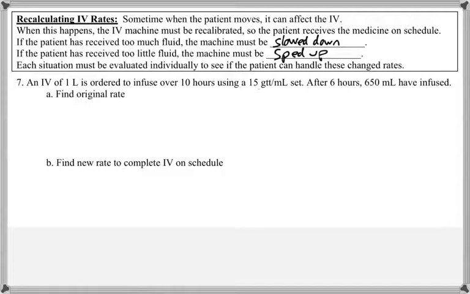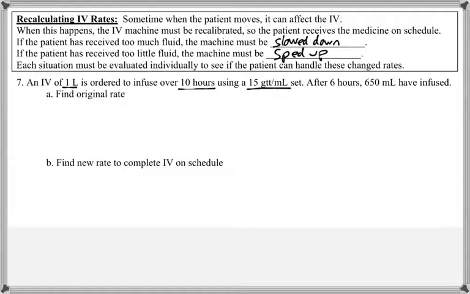Number 7 says an IV of 1 liter is ordered to infuse over 10 hours using a 15 GTT per mL set. After 6 hours, 650 mLs have infused, and they want us to find the original rate and then also find the new rate to complete the IV on schedule.